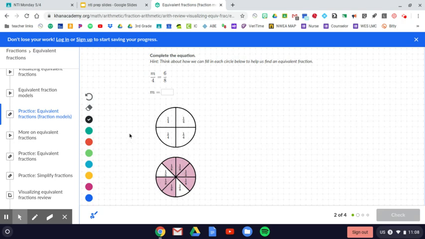eighths, I can see right here, this section right here, 2/8 is the same amount as 1/4. So I can go up to my fourths and very easily make eighths. So I can see down here that there are 2/8 that are not colored in.